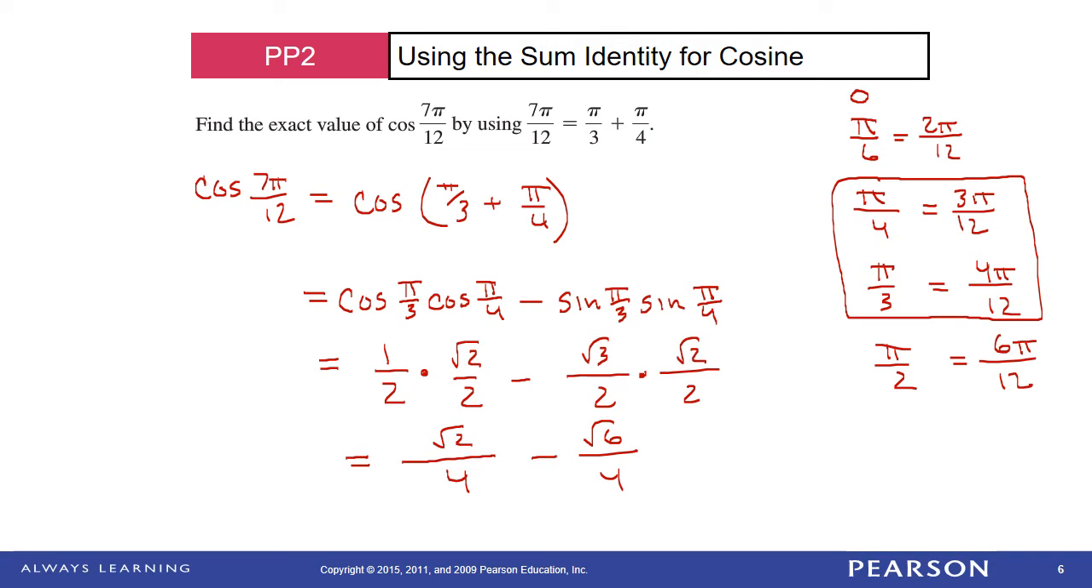Simplifying, finishing it up, and you got yourself root 2 minus root 6, all that divided by 4. Notice that root 2, root 6, and that 4 keep coming up quite a bit. They will come up on the homework as well.